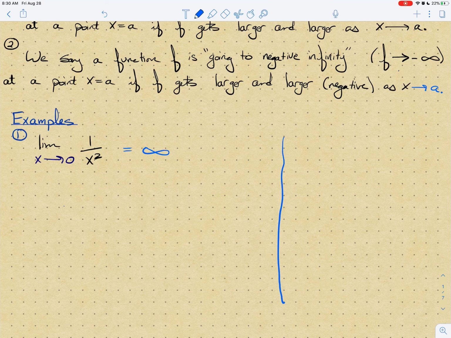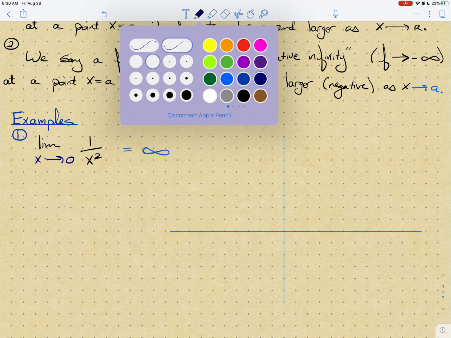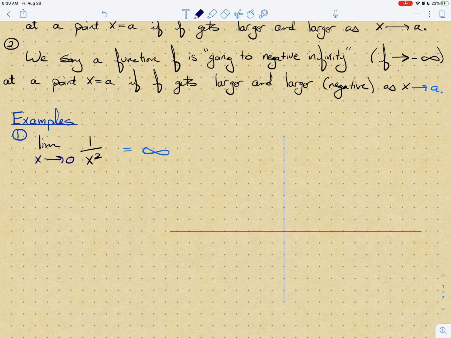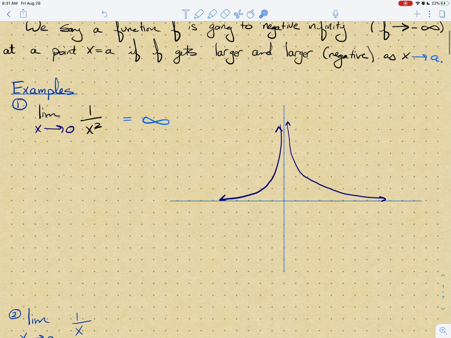I don't want you to rely on pictures, but I do want you to see in this case what's happening. So I'll change colors here. Hopefully you know the graph of 1 over x squared. It looks something like this, and then this similar thing on the other side. Since whether you go to 0 from the right or from the left, the function is getting larger and larger and larger, we're going to use the notation of infinity to capture this situation. So that's the first example. Let's do one more, and then we'll make a comment, and then we'll end the video.